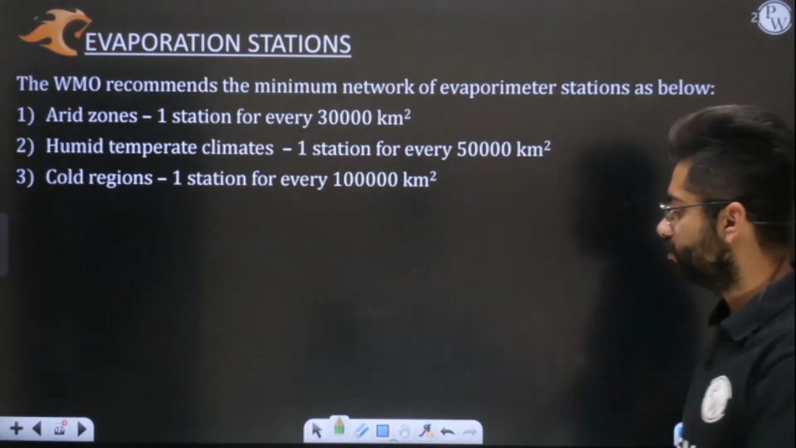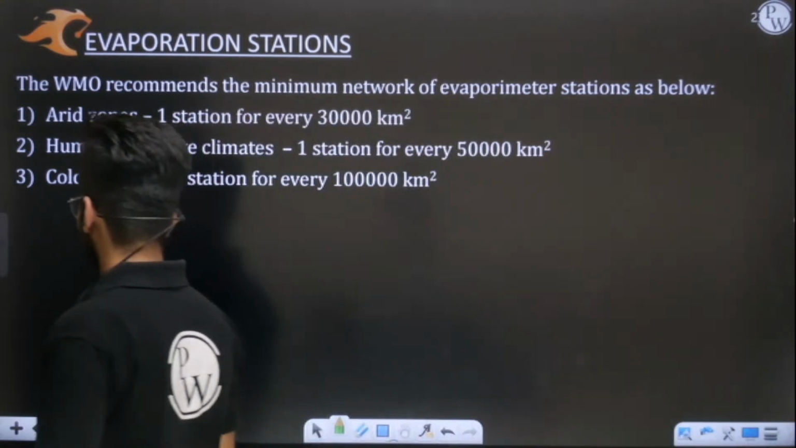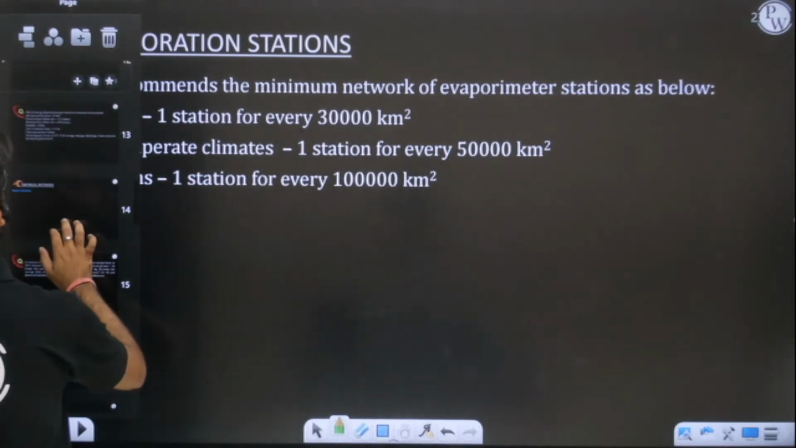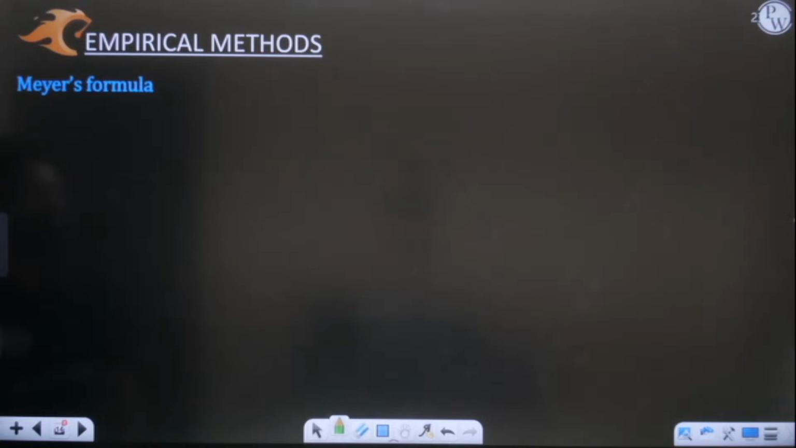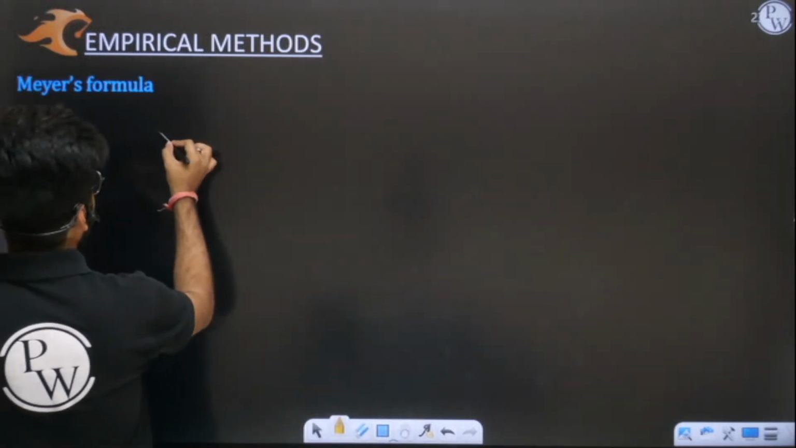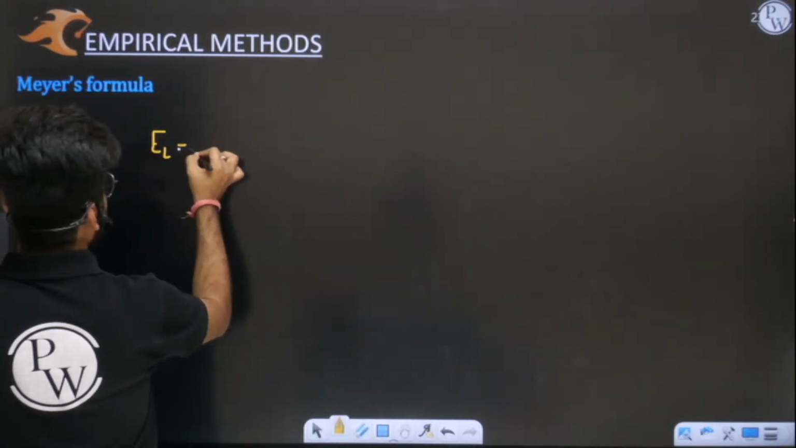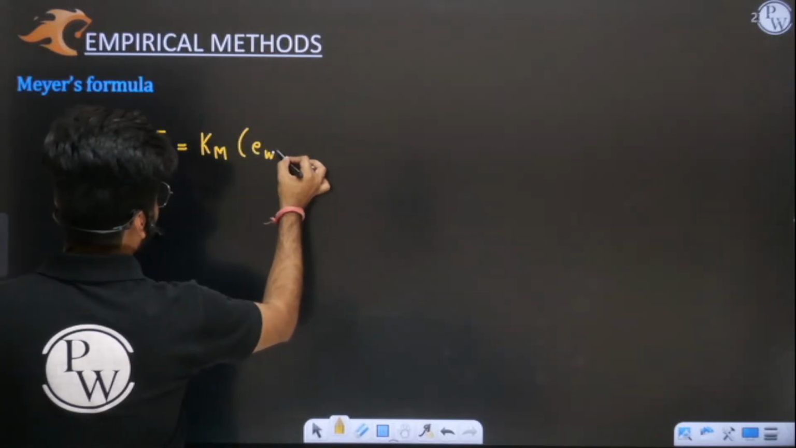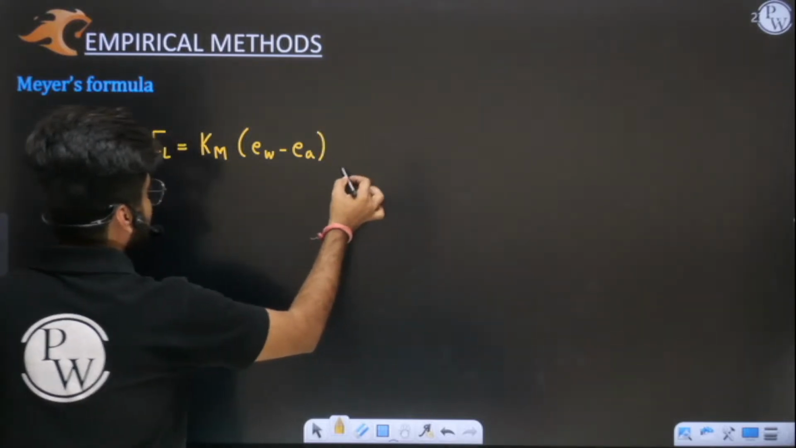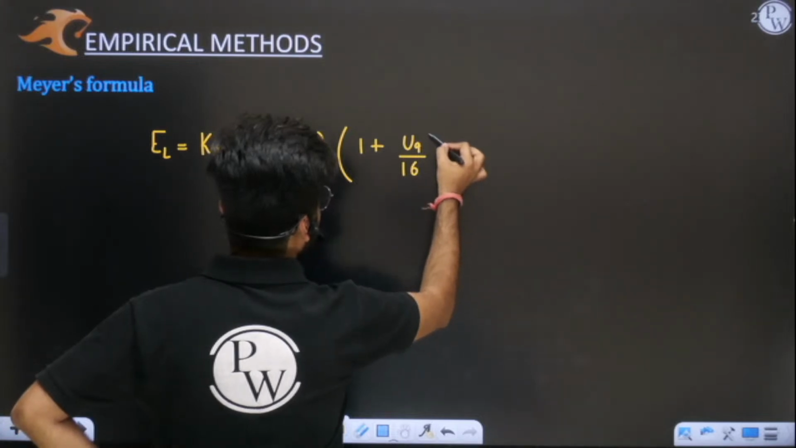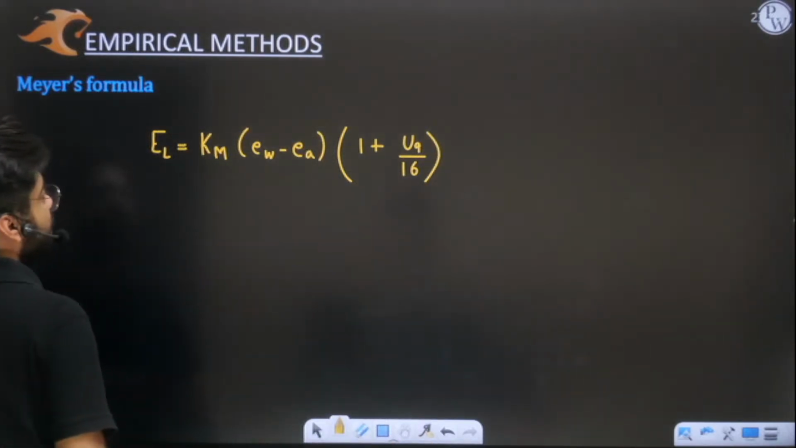Now we'll move on to the empirical equation, Mayer's formula. So what is Mayer's formula? It's very simple. Mayer's formula is given by EL equals Km, where Km is the Mayer constant, times (EW minus EA), times (1 plus U9 upon 16). This is Mayer's formula.